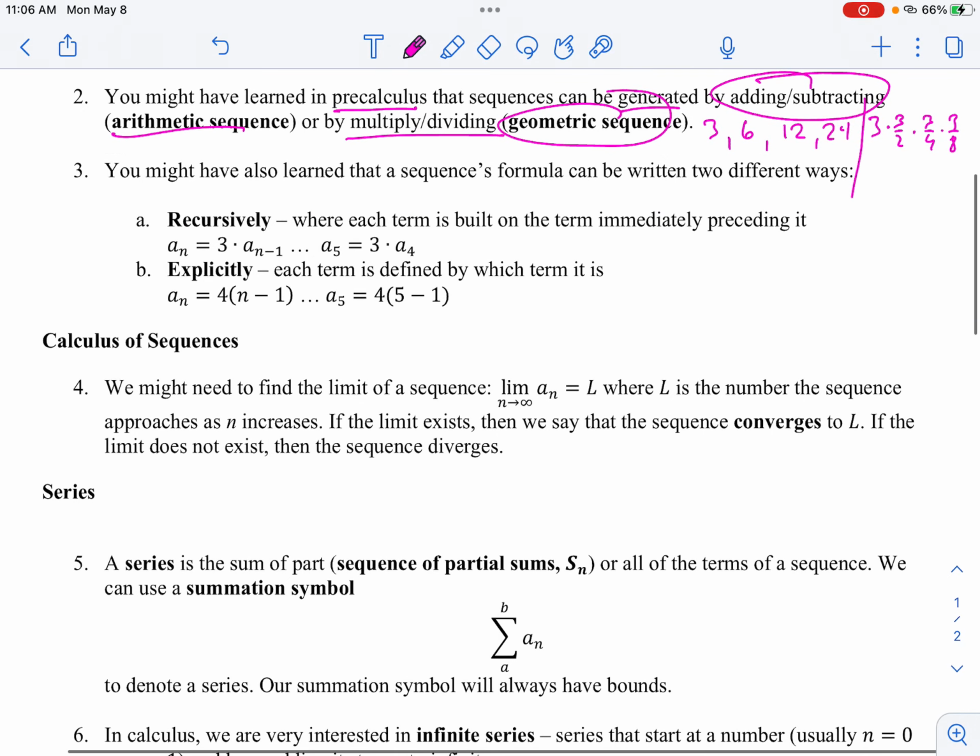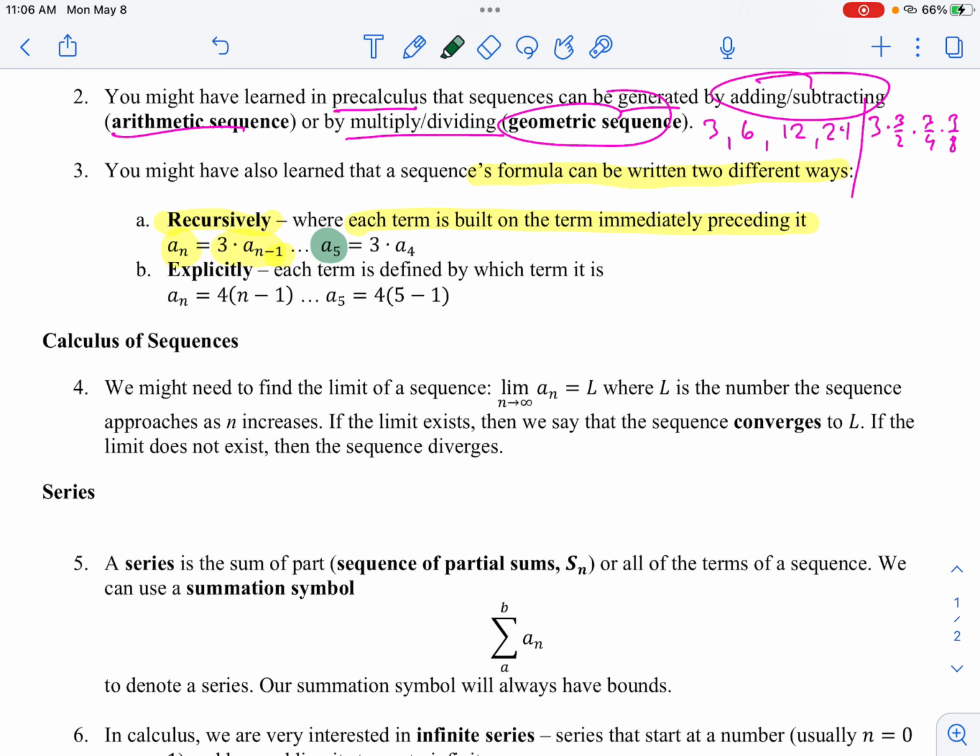Now, previously, you might have learned that a sequence's formula can be written in 2 different ways. A recursive sequence is a sequence where each term is built on the term immediately preceding it. So the next answer, say a4, would be 3 times the answer for a3, the answer before it. Or the next answer, a5, would be 3 times a4. Now, the other way is called an explicit formula. Recursive is great, except sometimes it's impractical. If you want to find the 100th answer, you've got to know the 99th, because a recursive sequence is always built on the term immediately before.